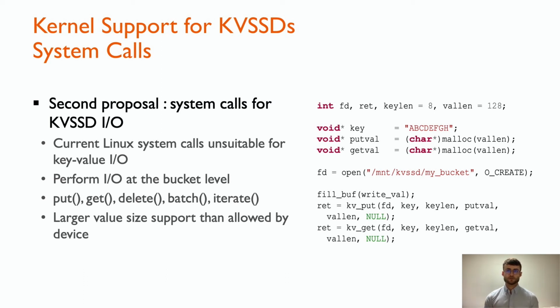The final parameter in the system calls allow for custom logic for that I/O. For example, a put operation may wish to append data to a currently existing value instead of overriding it. And providing our own set of system calls allows additional features as well, such as larger value lengths than are allowed by the KV SSD. And the logic for that can be handled inside the OS, invisible to the user.